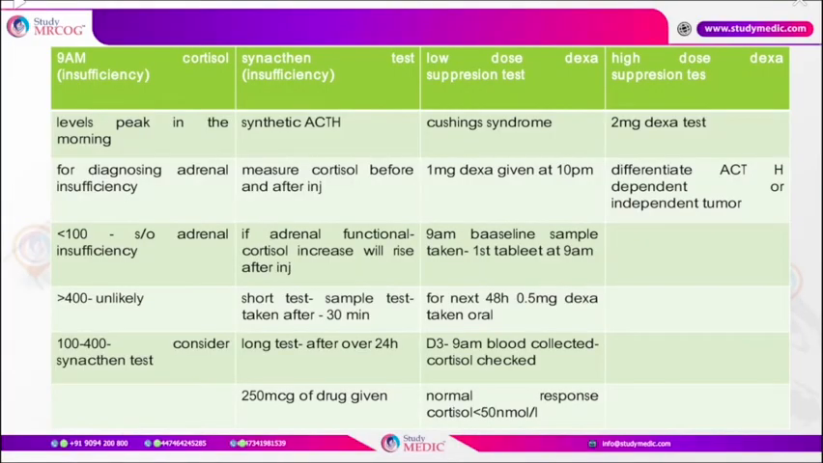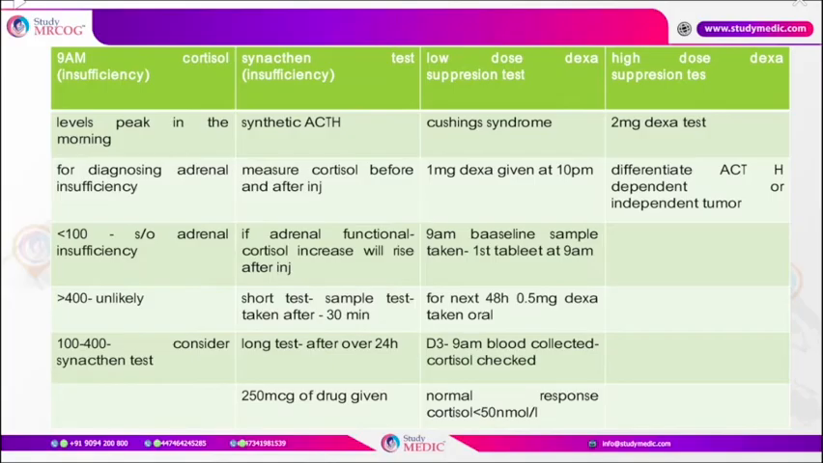There are very, very important tests in terms of diagnosis of the adrenal disorders. Let's have a quick review of these tests. The first is the morning cortisol level or 9 a.m. cortisol level, or its insufficiency of cortisol in the morning. The level is always at the peak in a normal patient. For diagnosing the adrenal insufficiency, if the value is less than 100, it is suggestive of adrenal insufficiency. If it is more than 400, it is very less likely, but between 100 to 400, you need to confirm by means of the synacthen test.